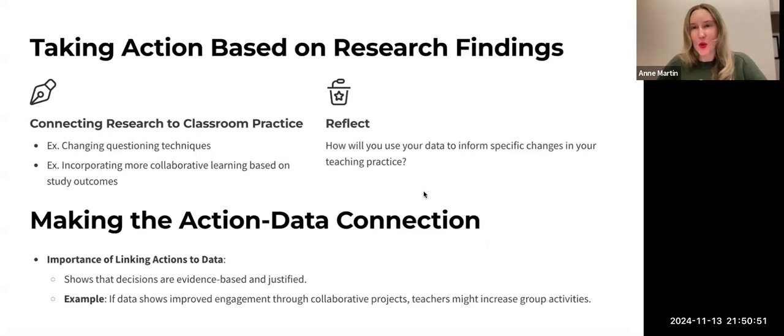And then, of course, the whole purpose is taking action based on research findings. So many of you I know are already taking action. Please share the actions that you might already be taking based on some of the findings that you found. Of course, when you're evaluating a written report, you're looking for the connection between the data and the action that was taken or proposed.